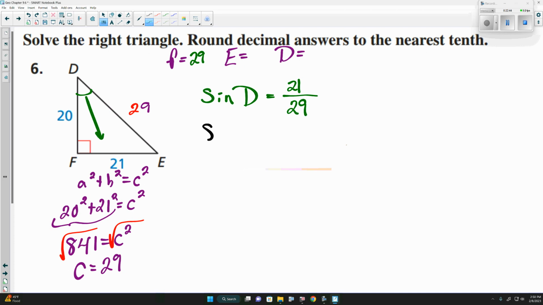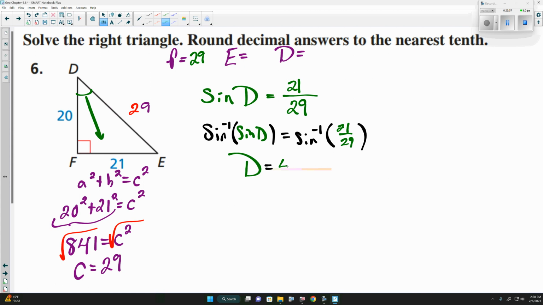To find the measure of the angle, we would apply sine inverse to both sides. And sine inverse of sine of angle D will just give us the measure of angle D. Is equal to 46.4.